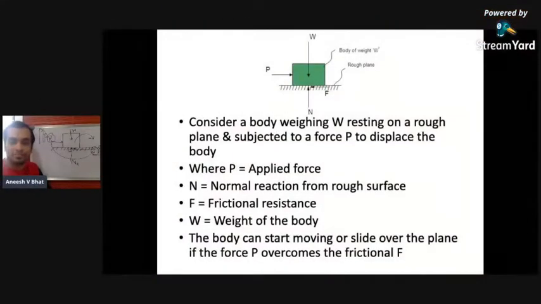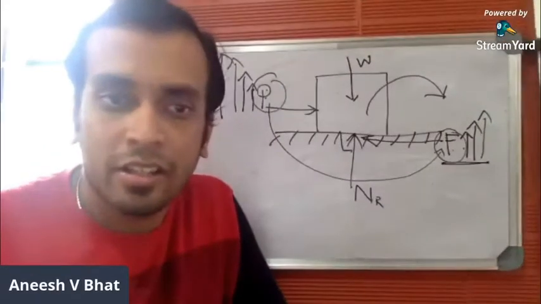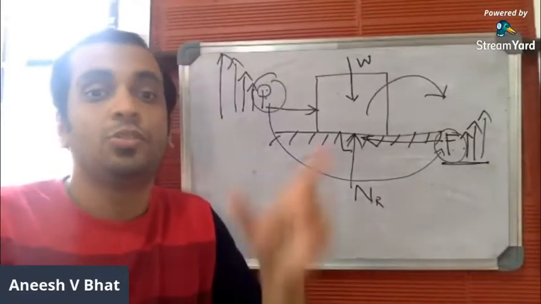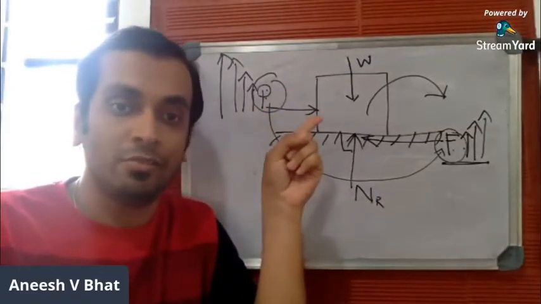That's what is given here. That's what is being mentioned. The body can start moving or slide over the plane if force P overcomes the frictional resistance F. That is what is given in the slide. So hope this particular concept is clear now.